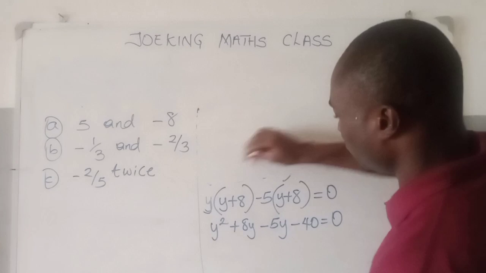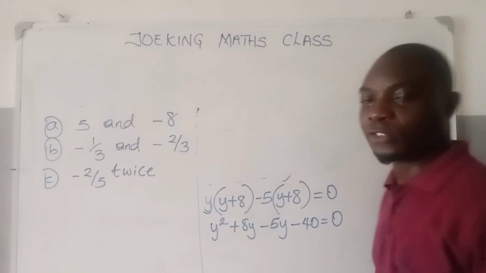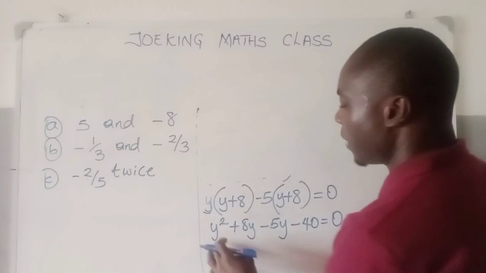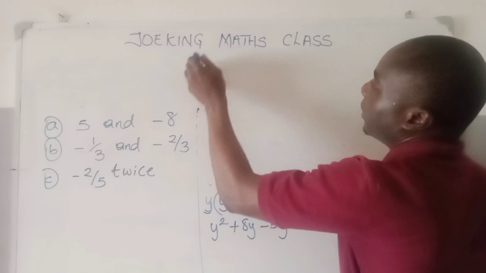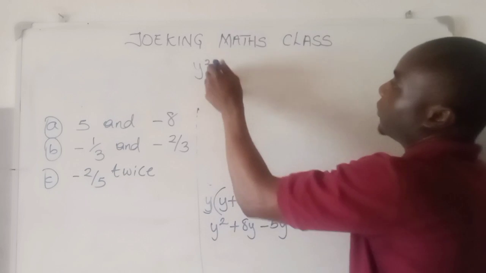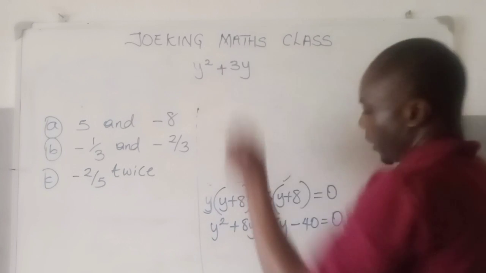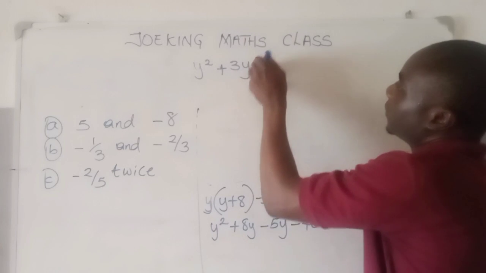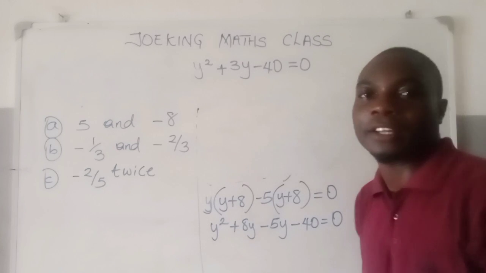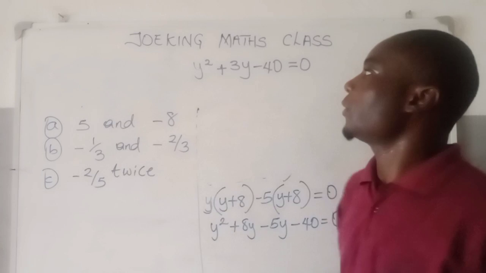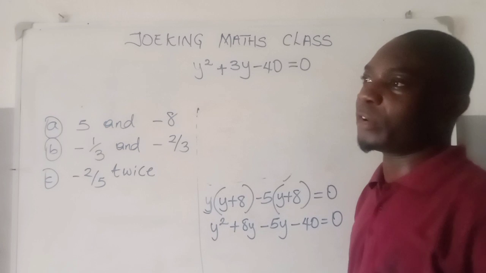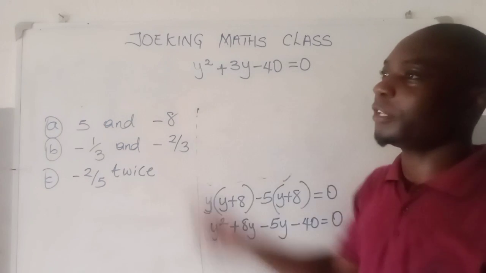So the next thing we're going to do is to collect like terms. Those that need to be added, we add together; those we need to subtract, we subtract. So we'll have y squared. I'll bring down my y squared, then plus 8y minus 5y, that will give me plus 3y. Then minus 40, and that's equal to 0. So that's the answer for question A. Our answer is y squared plus 3y minus 40 equal to 0. This is now our quadratic equation.